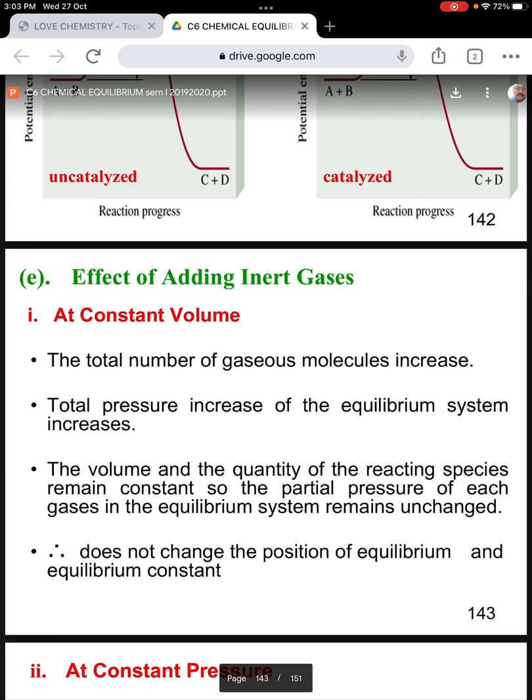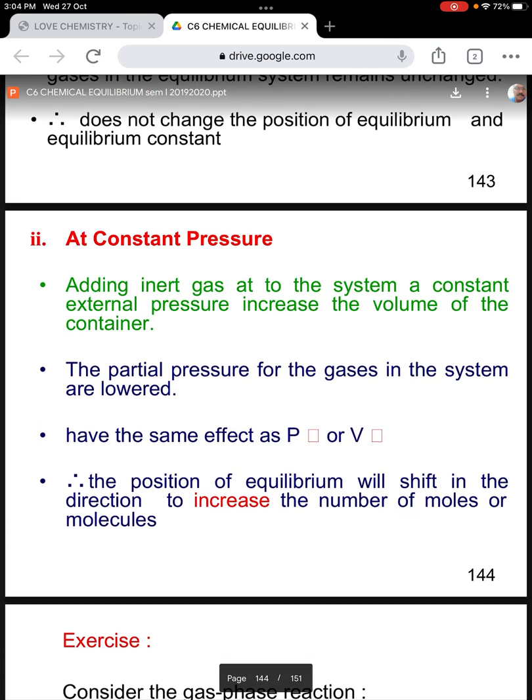Effect of adding inert gases at constant volume: the total number of gaseous molecules will increase. The total pressure of the equilibrium system also will increase. The volume and the quantity of the reacting species remain constant, so the partial pressure of each gas in the equilibrium system remains unchanged. That means there is no effect on the equilibrium position if you add inert gas at constant volume. Meanwhile, if you add inert gas at constant pressure, now what would happen?